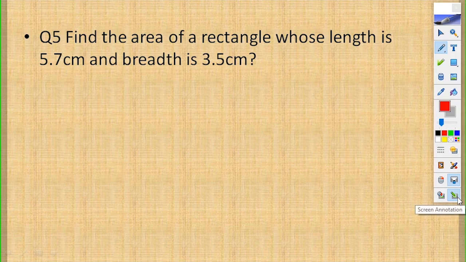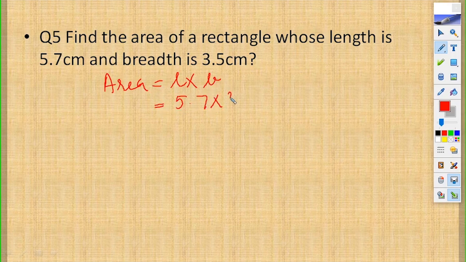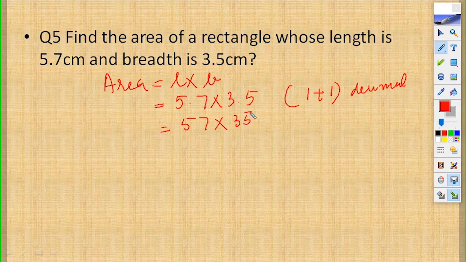Now, question number 5. Find the area of the rectangle whose length is 5.7 and breadth is 3.5. First of all, you know the area of a rectangle is L into B. So, we need to multiply 5.7 into 3.5. You can see 1 plus 1, 2 decimal places will be there in the product. Now, I'll simply multiply 57 with 35.